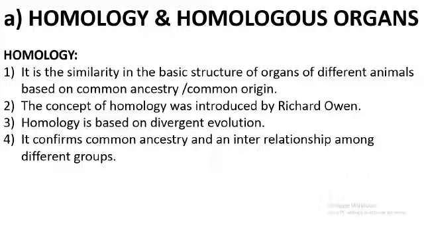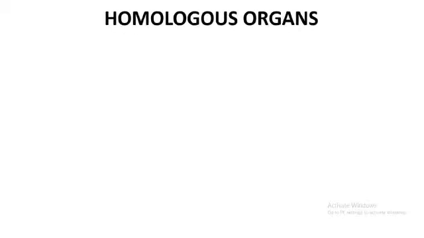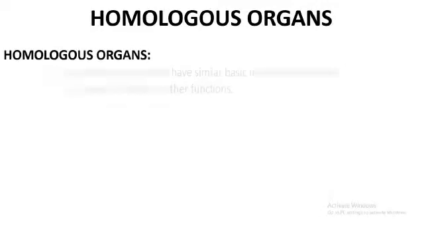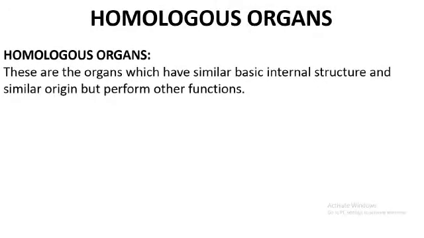Now let us try to understand homologous organs. This is important for you. They will ask you what homologous organs are, to give examples, or to differentiate between homologous organs and analogous organs. So what are homologous organs? These are the organs which have similar basic internal structure and similar origin but perform different functions. Yes, the organ build-up is the same.